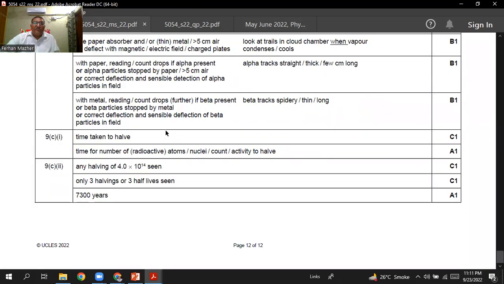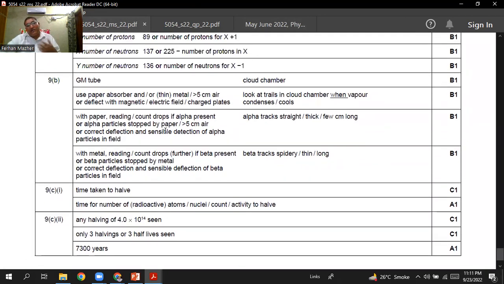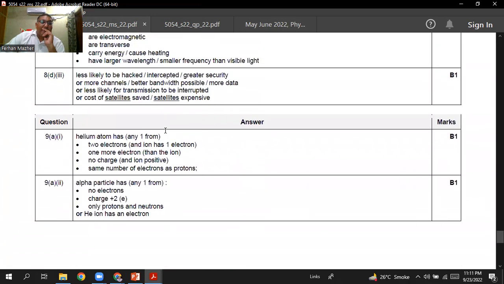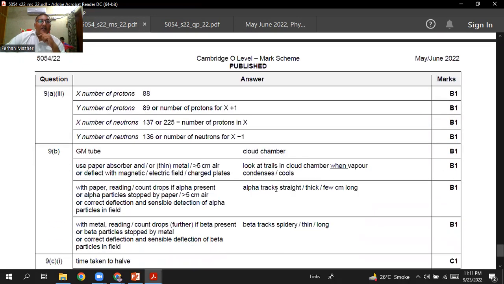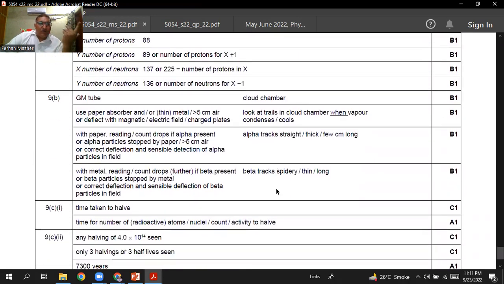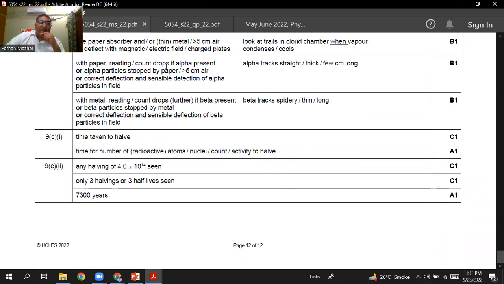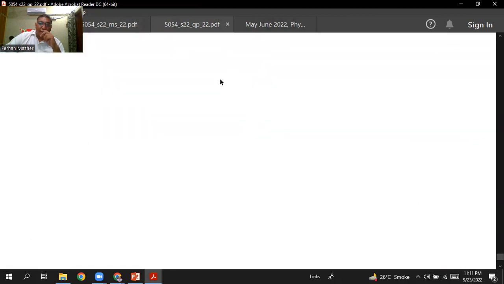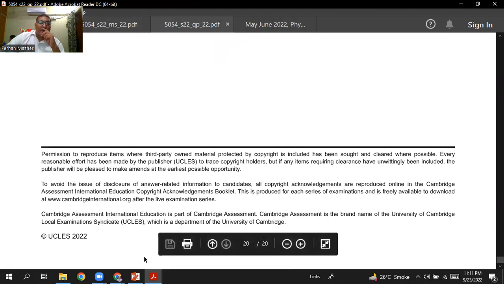So my dear students, by this question we have reached the end of this paper. The marking scheme of question number 9 is showing up on your screen. You can pause the video if you want to take a look at this marking scheme and take time with it. So we are done with this question, and this paper is over.